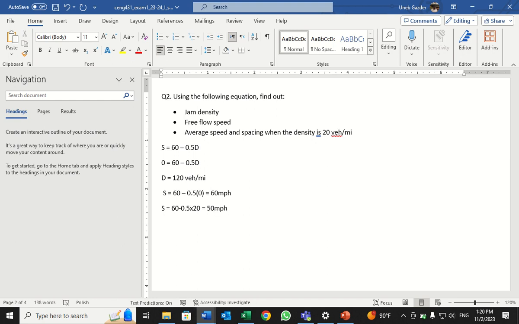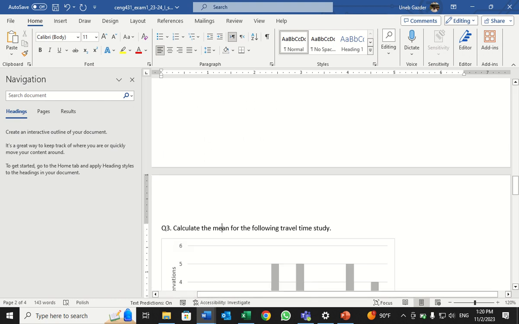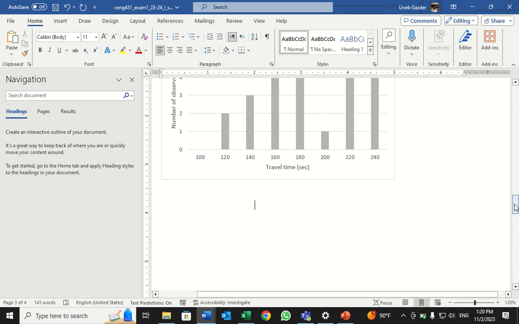For spacing, we already used the equation for the previous example as well. It will remain the same: 5280 divided by 20, and it was 264. Okay, then we come to this case here.